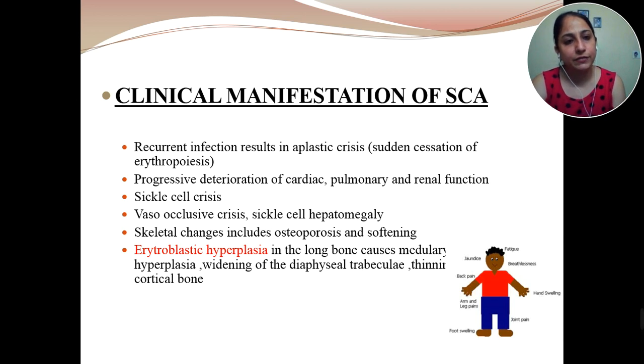The clinical manifestations of sickle cell anemia are recurrent infection, which results in aplastic crisis, progressive deterioration of cardiac, pulmonary and renal function, sickle cell crisis, vaso-occlusive crisis or sickle cell hepatomegaly. Skeletal changes include osteoporosis and softening. Erythroblastic hyperplasia in the long bones causes medullary hyperplasia, widening of the diaphyseal trabeculae and thinning of the cortical plates.